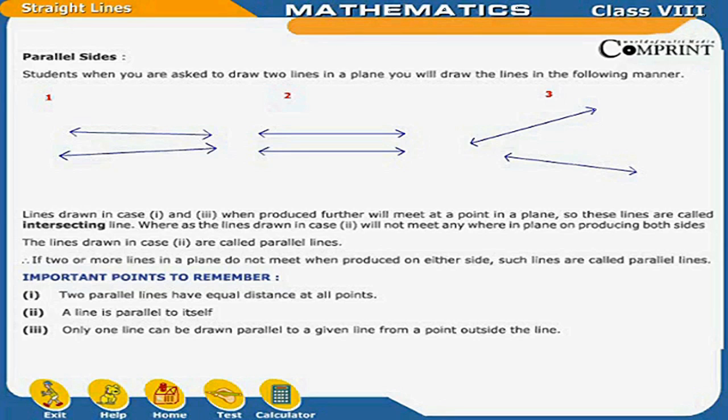Therefore, if two or more lines in a plane do not meet when produced on either side, such lines are called parallel lines. Important points to remember. 1. Two parallel lines have equal distance at all points. 2. A line is parallel to itself. 3. Only one line can be drawn parallel to a given line from a point outside the line.